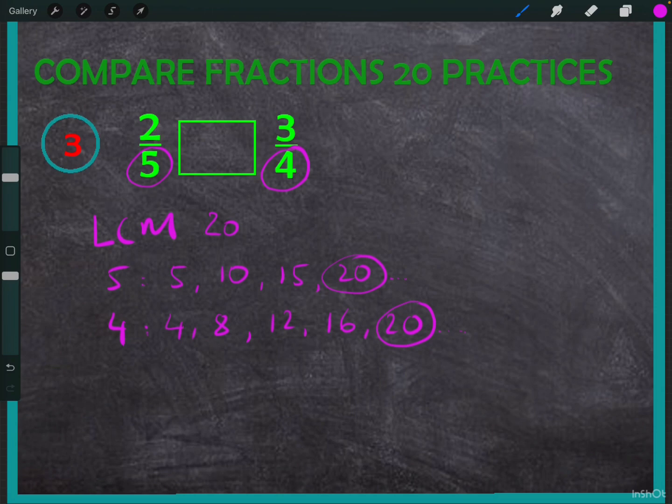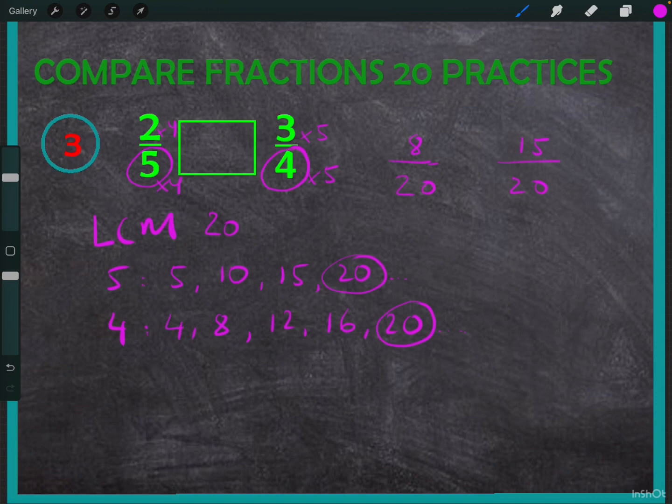From here, we will convert the two original fractions into two new fractions with the denominator being the LCM, which is 20. For the first fraction, we must multiply 5 by 4 to get 20, and we also multiply 2 by 4. 4 times 2 is 8, so 8 over 20 is the equivalent new fraction of 2 over 5. For the second fraction, we need to multiply 4 by 5 to get 20, and also we must multiply 3 by 5. So 5 times 3 is 15. 15 over 20 is the new equivalent fraction of 3 over 4.